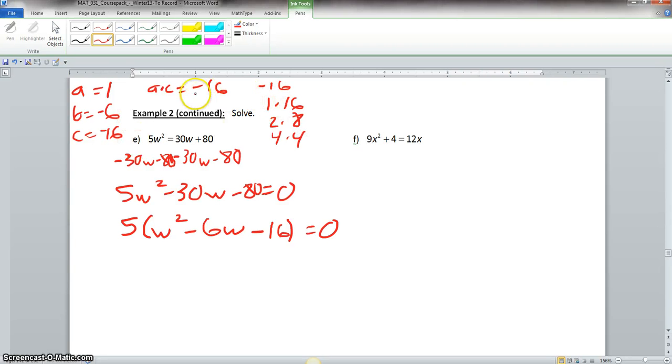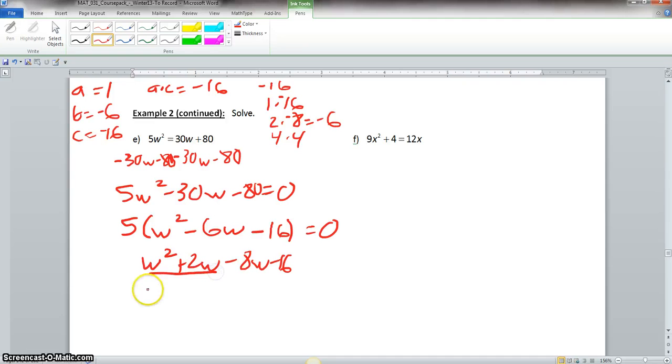Now, since when we multiplied our a and c is negative and our b is negative, that means that the larger numbers here would be negative. So we want our b to equal negative 6. We know 2 and negative 8 would give us negative 6. So we will have w squared plus 2w minus 8w minus 16.